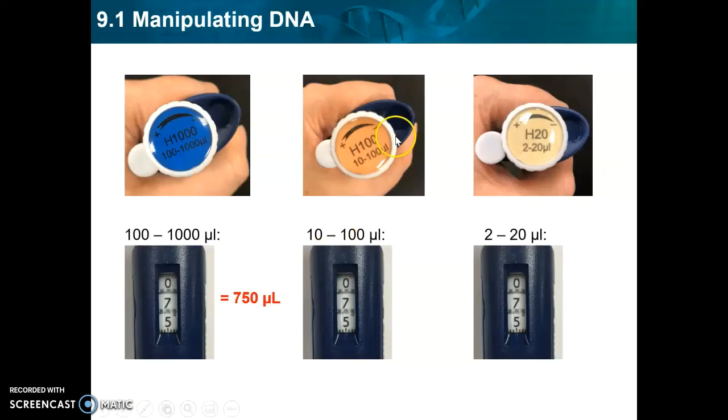Okay, let's look at the second one, an H100. This is the easiest one because 100 has 3 digits and there's 3 numbers in your window.